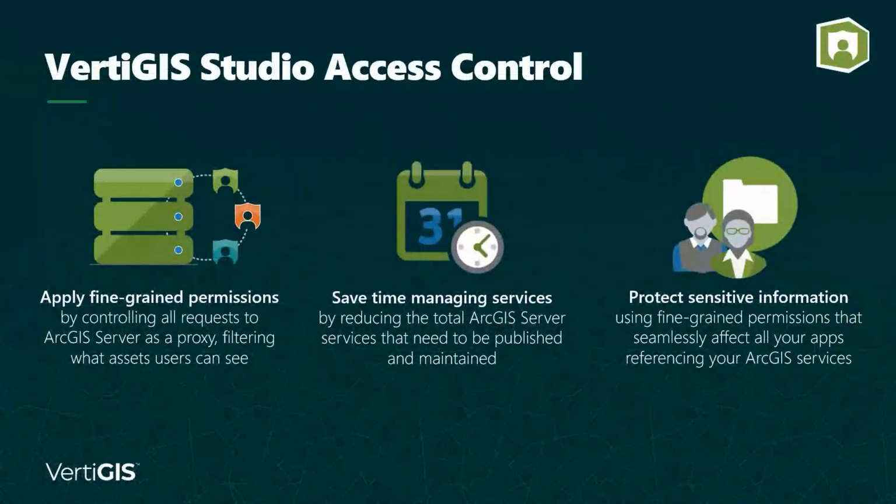So key things to think of for access control is setting those fine-grained controls right on the server side. So it basically acts as a proxy. I'll show you a diagram in a second. So all requests that come in from an application, that application could be Experience Builder, could be VertiGIS Studio, could even be the map viewer on the portal side, those requests come in, and before they hit ArcGIS Server, they hit access control. Access control picks up what user it is, applies those permissions, and then sends the request back out. So it's a server-side function here.